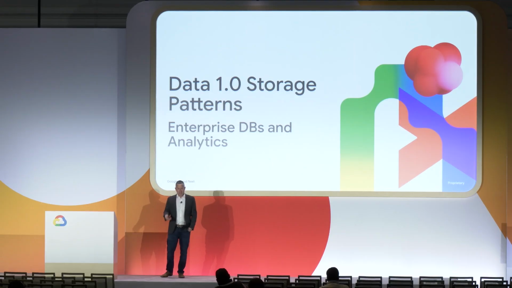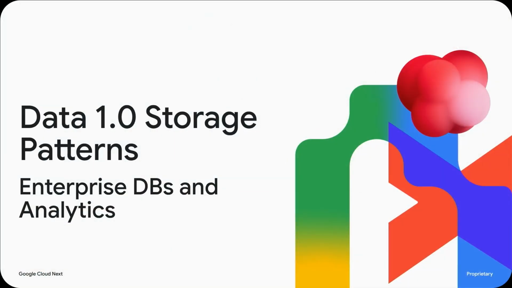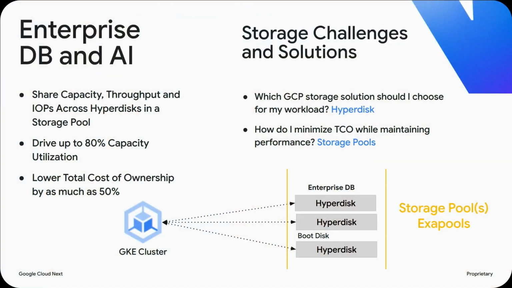But first, let's take a brief look at solutions we have for enterprise and vector databases as well as analytics. We see two main patterns emerging: using Hyperdisk with storage pools, or customers using GCS for long-term persistent storage. Mission-critical databases require low latency and high IOPS to keep users happy. They need continuous uptime with security and resilience. Hyperdisk provides performance, capacity, efficiency, and protection at exabyte scale.